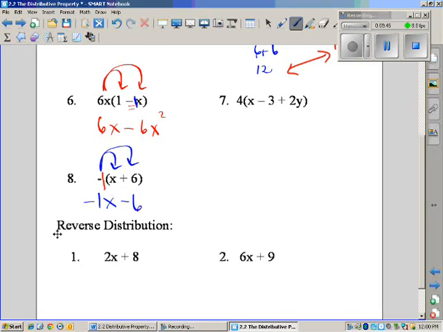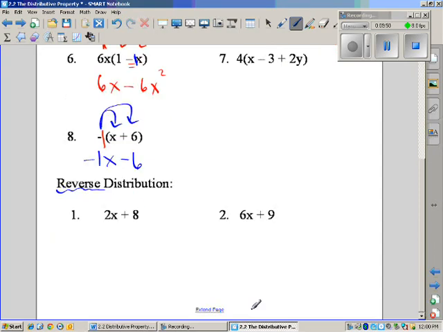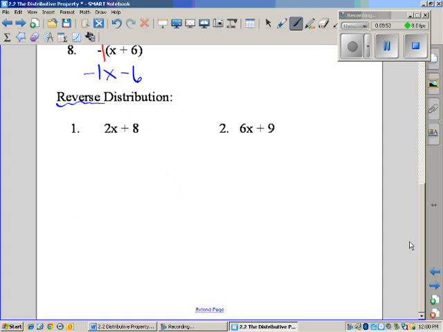Okay, let's talk about the reverse of the distribution property that we've just done. We're going to go back the other way now. Notice these examples, neither one of them have parentheses in it. So you might say, well, I can't distribute because there's nothing on the outside of parentheses to distribute. But if I ask you to use reverse distribution, I'm asking you, how can you go back the other way and end up with something on the outside of something in parentheses?